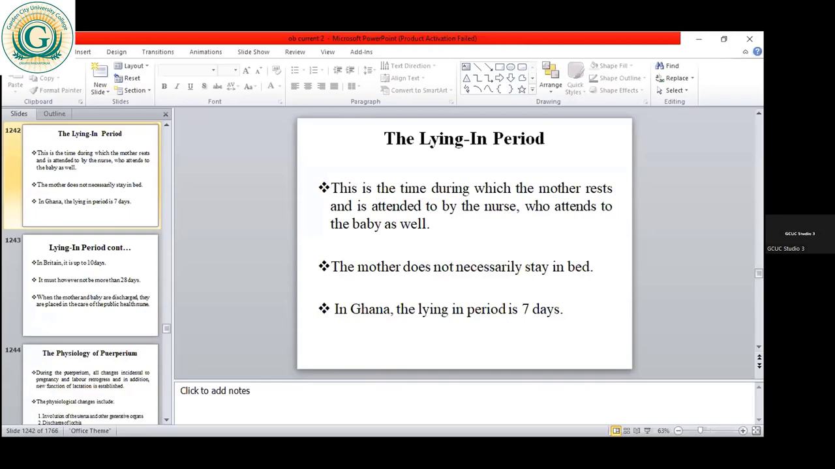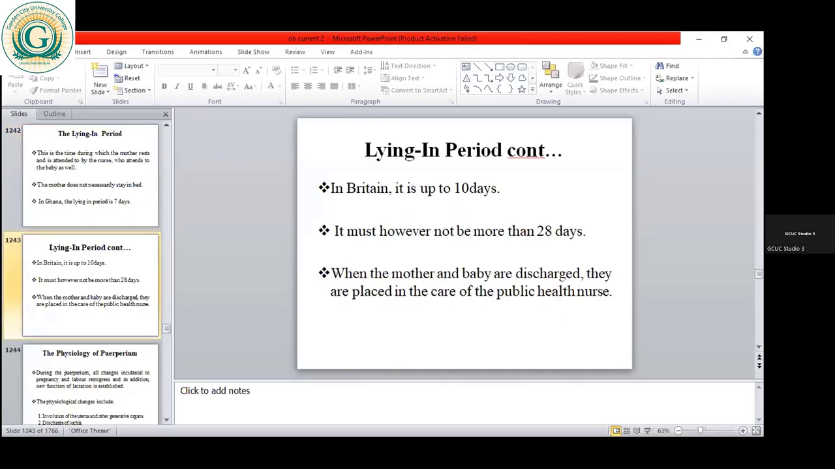In Ghana, we give 7 days. Britain gives 10 days for the lying-in period. And we have been told that the lying-in period should not be over 1 month. After that, the lying-in period is over. When the mother and baby are discharged from the hospital, they are placed in the care of the public health nurse. That is when we do postnatal clinic.